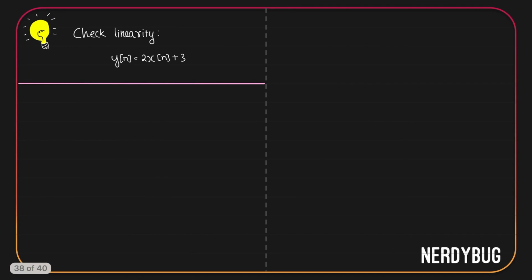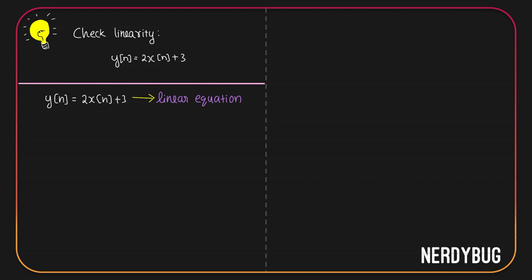Let's take another question. The system is defined by y of n is equal to 2x of n plus 3. We have y of n is 2x of n plus 3. Now, this is obviously a linear equation. Let us check if the system is linear as well.